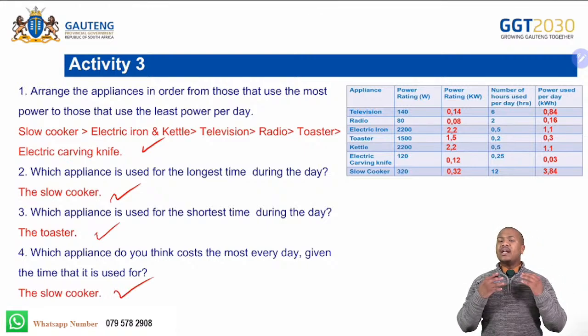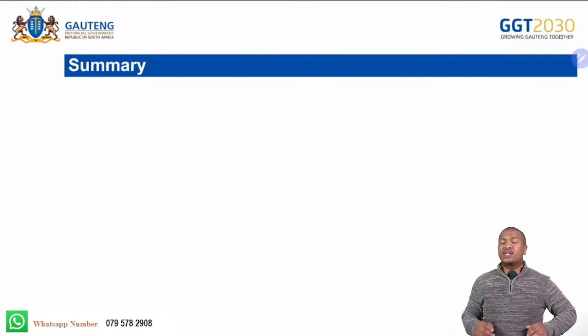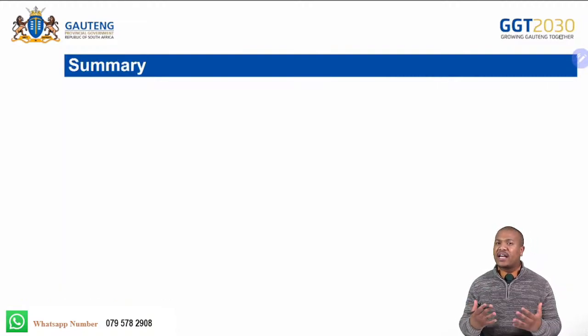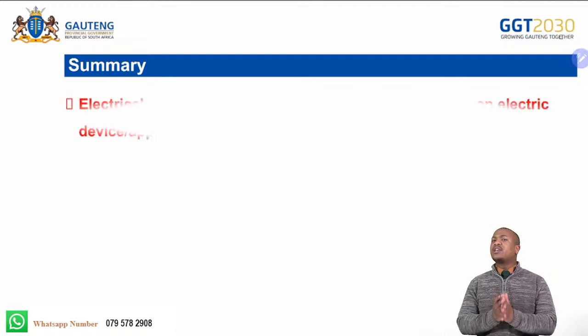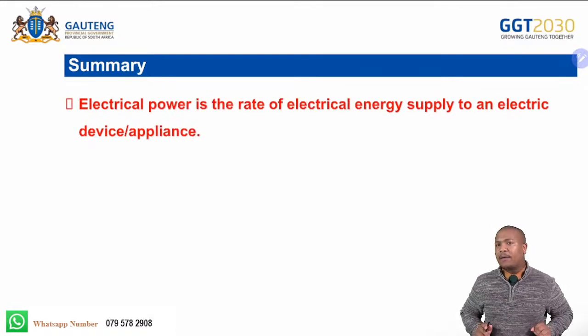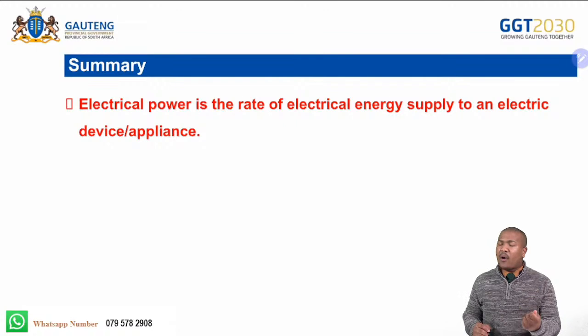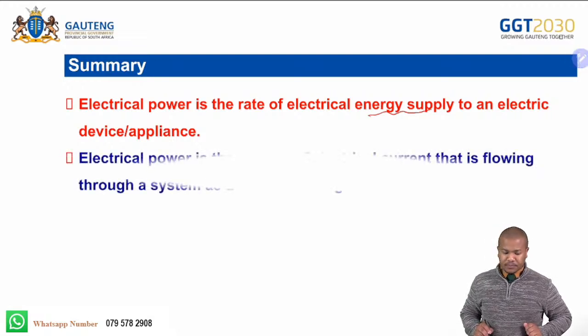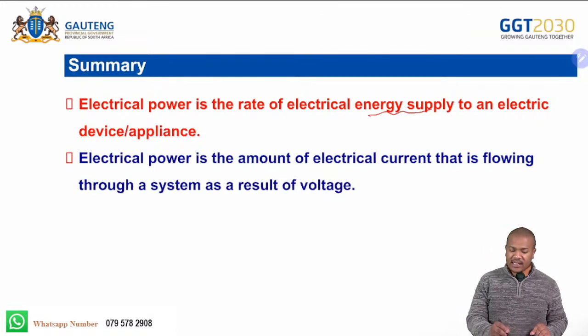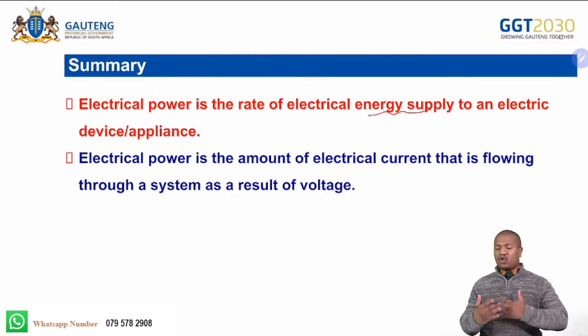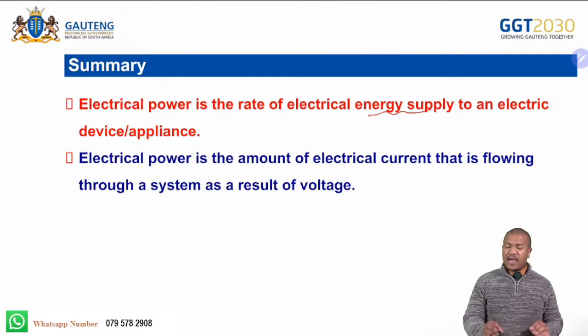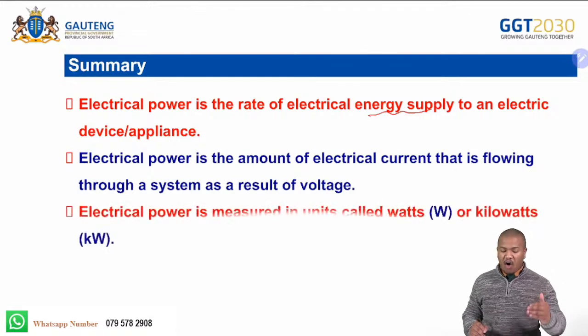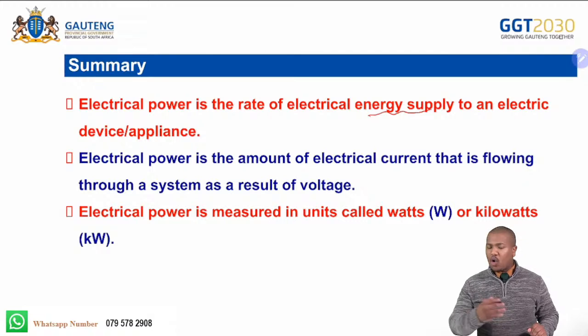Now, let's move on. So now let's summarize what we have learned for today. Today we're talking about the cost of electrical power. And we said that electrical power is the rate at which electrical energy is supplied to an electric device or an appliance. Also, we said that electrical power is the amount of electric current that is flowing through a system as a result of voltage.